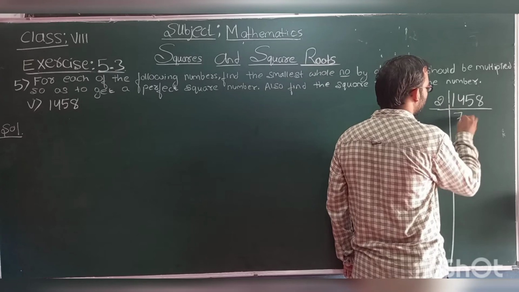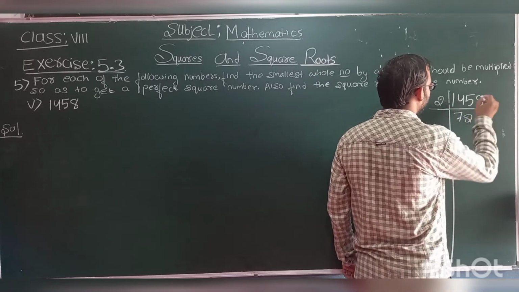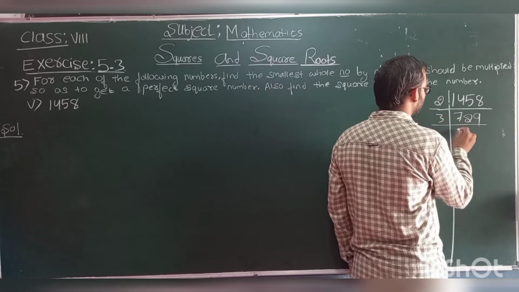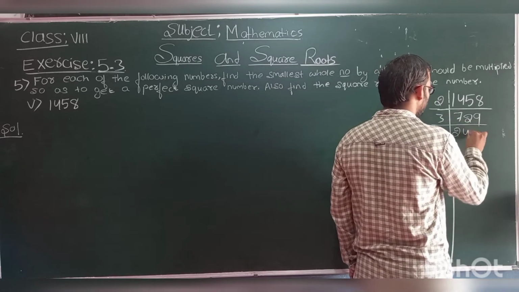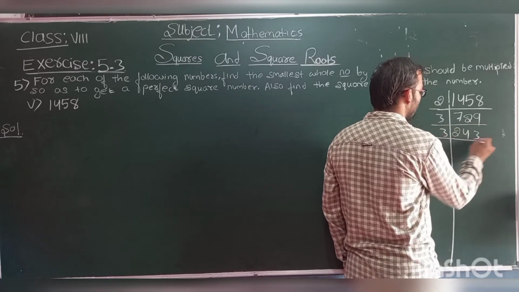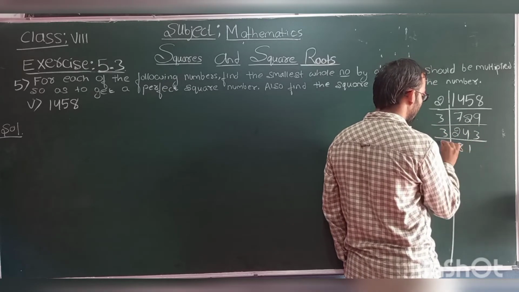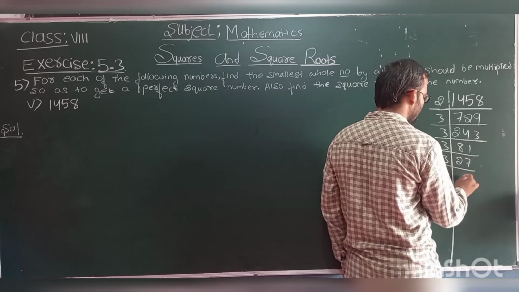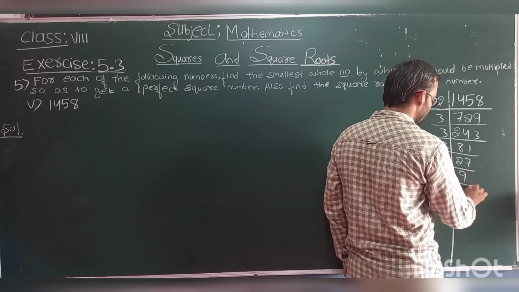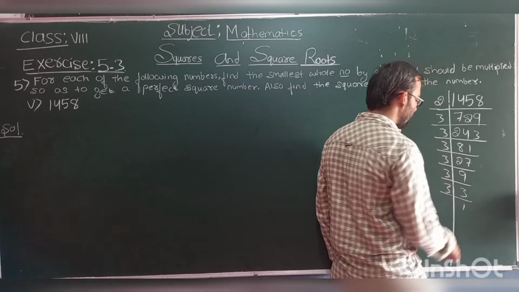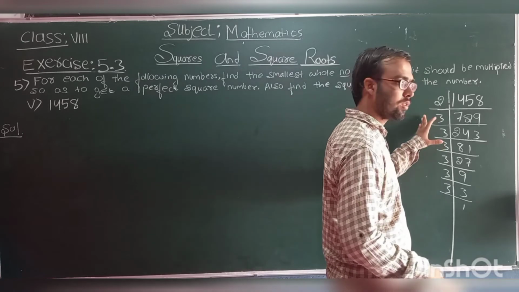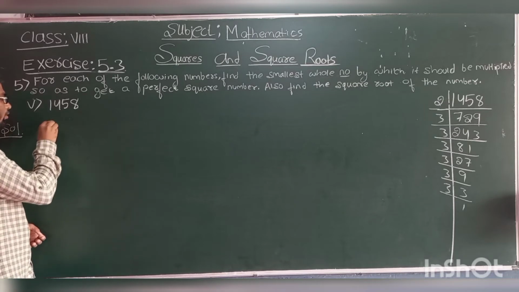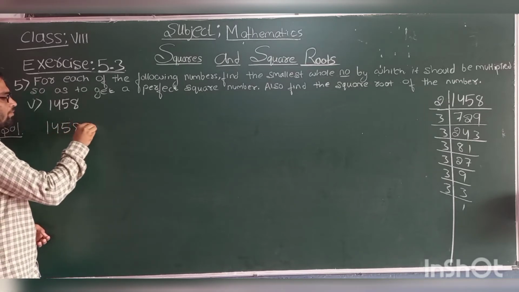Here 2 7s are 14, 2 2s are 4, 1 carry, it will become 18, 2 9s are 18. Okay, now it is divisible by 3. 3 2s are 6, 1 remains, 3 4s are 12, 3 3s are 9, again 3 8s are 24, 3 1s are 3, 3 2s are 6, 3 7s are 21, 3 9s are 27, 3 3s are 9, 3 1s are 3. Okay, so these are the factors of 1458. Students, now we write the factors of 1458. Okay, so 1458.